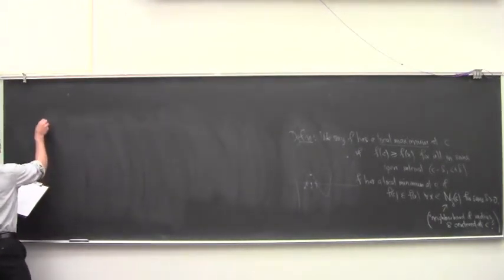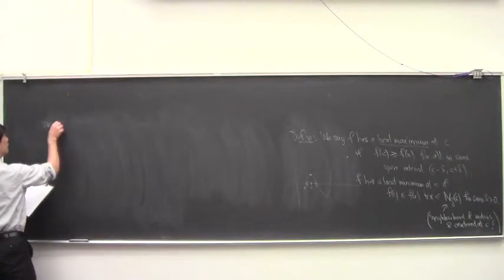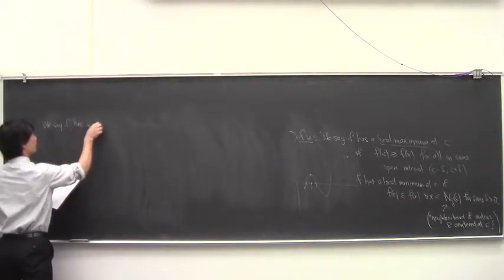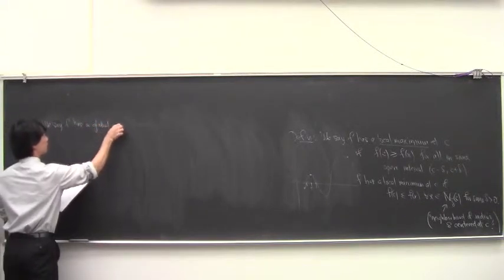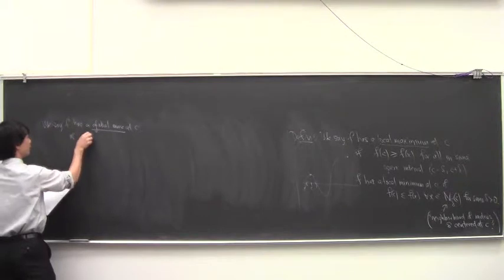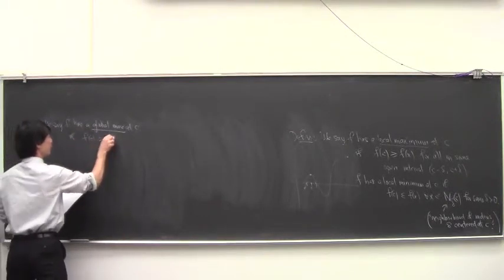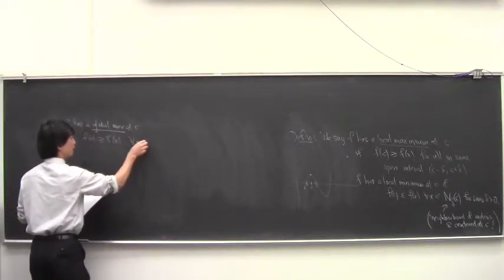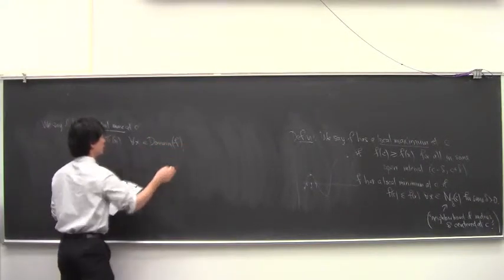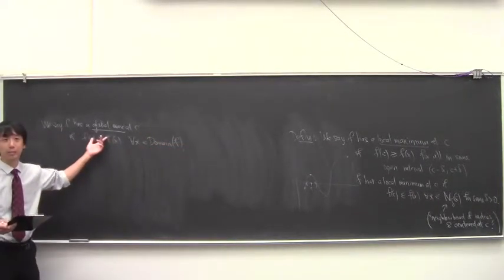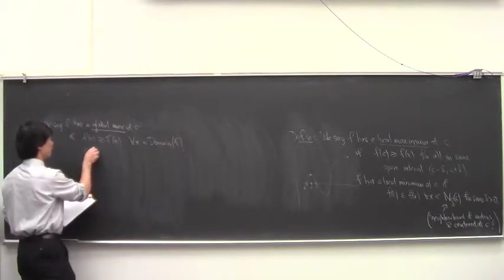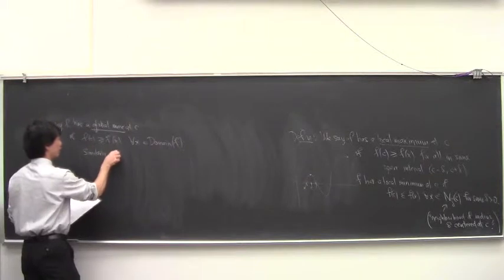Of course, we say f has a global max at C if f of C is bigger than f of x for all x in the domain of f. So the biggest value possible. And similarly for global min.